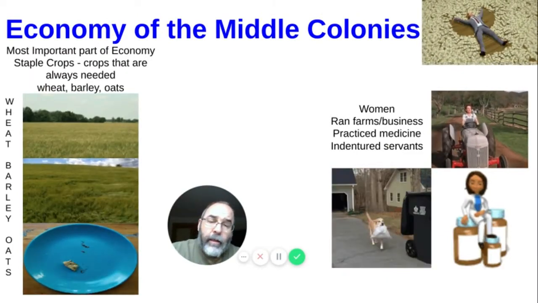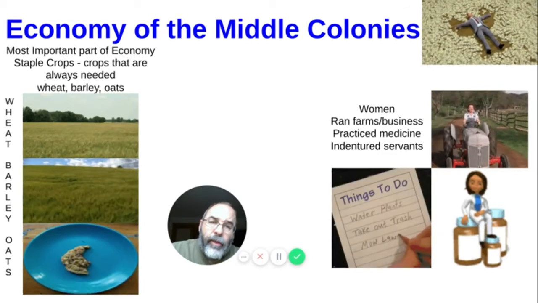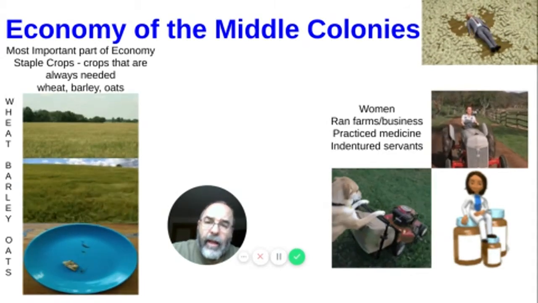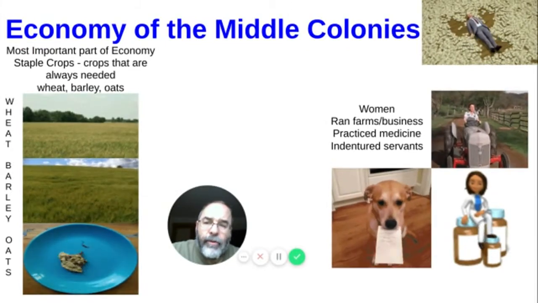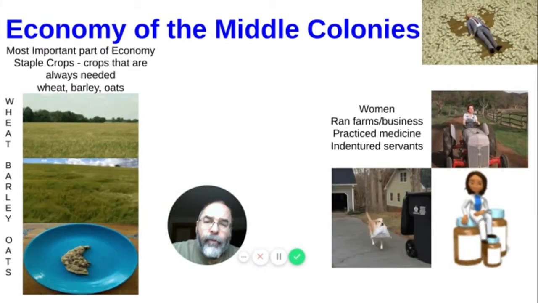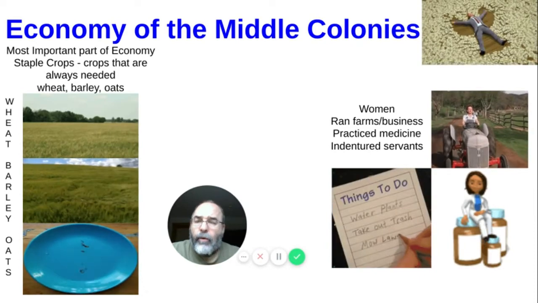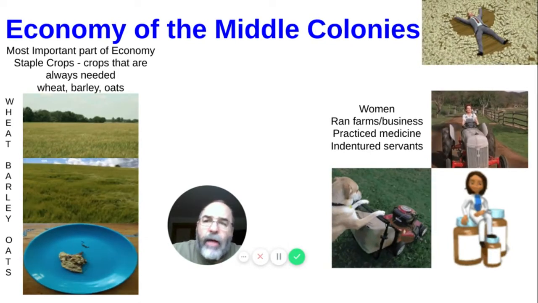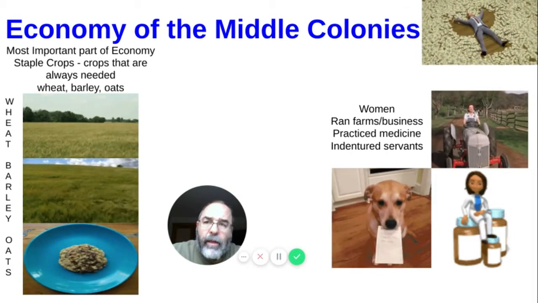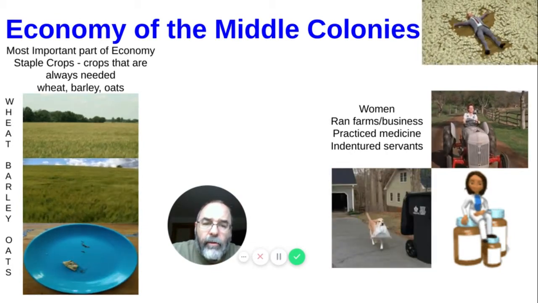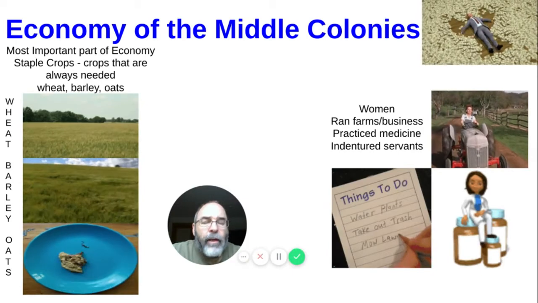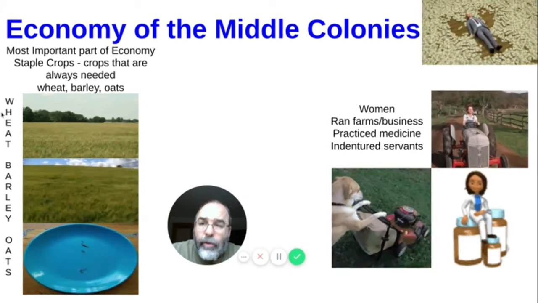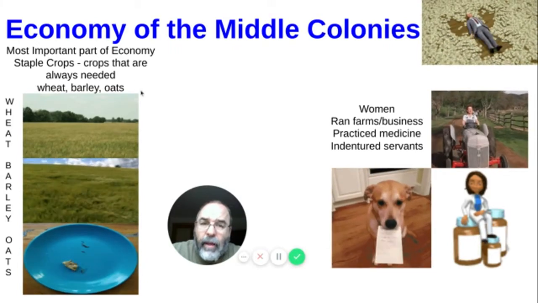They're always needed. Now, we'll talk about slaves on that next slide, but there's not the massive labor force need for the staple crops. So we're going to see a different type of job market inside of the middle colonies, because it is combining New England and southern colonies ideals when we talk about trade and crops. But the most important part for them are the staple crops.